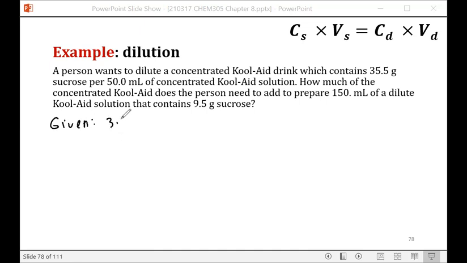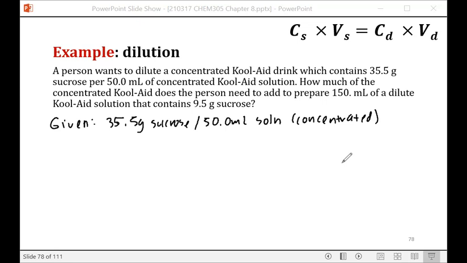We have 35.5 grams of sucrose for every 50 milliliters of solution. That's our concentrated solution. And we have 9.5 grams of sucrose for every 150 milliliters of solution, and that's our dilute.